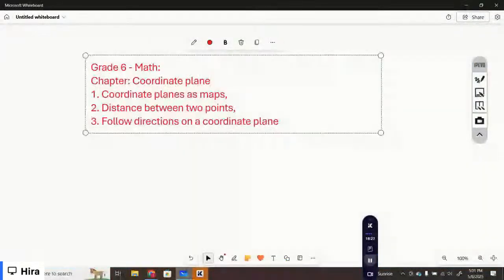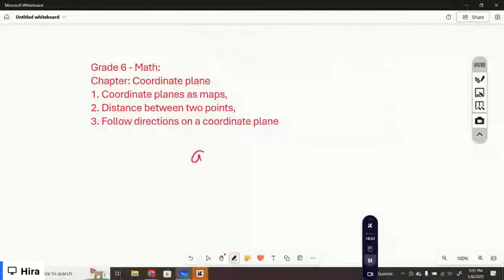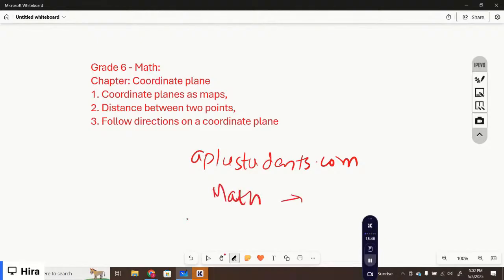You can find all the lessons on aplusstudents.com. You have to log in there using your email address and password as provided by the administrator. Then you have to select math on the subject tab, scroll down to basic math, and then click on view all lessons. Here you can find the list of the chapters. We're going to start with the chapter called Ukraine.